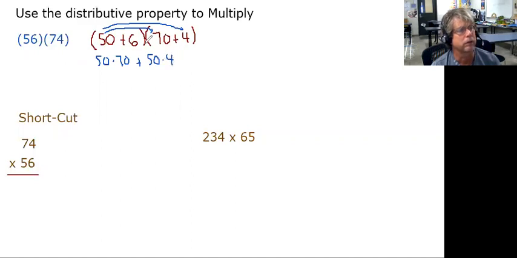And then it's the 6's turn. The 6 has to multiply through both addition pieces. So 6 times 70, plus then 6 times 4.